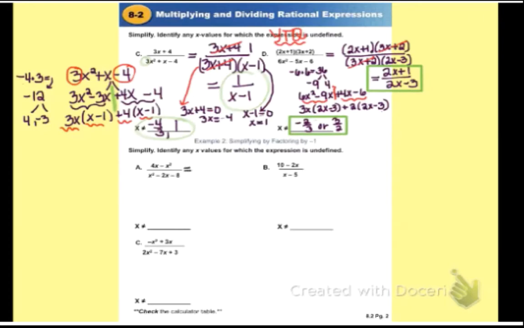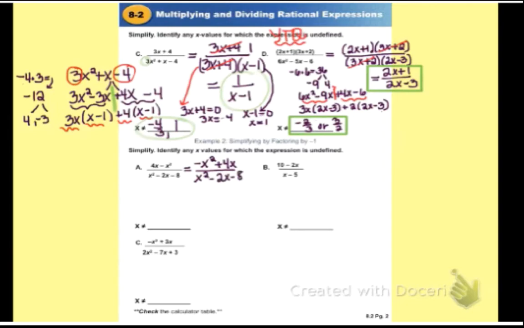So the first thing I'm going to do is rewrite this so that the x squared part is first. So I'm going to have to switch these around, which makes it negative x squared plus 4x. And the denominator is fine. It's in the correct order. It's got the x squared, then the x, and then the constant term.